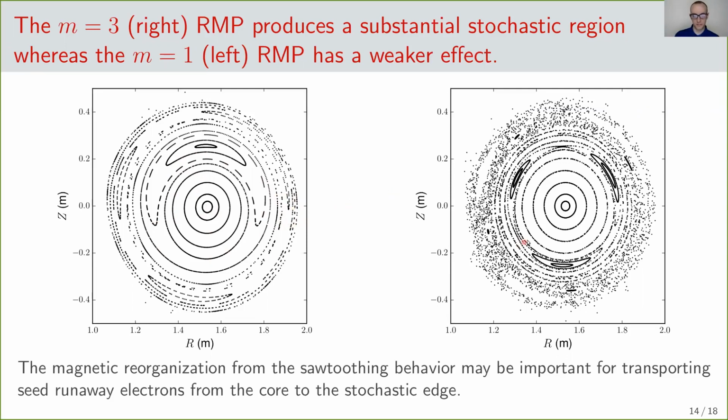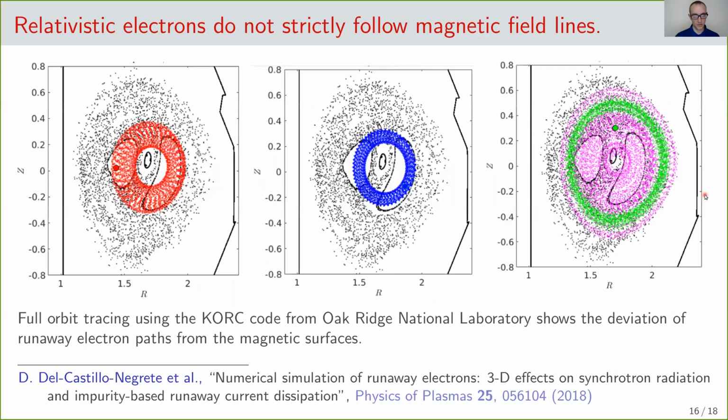We also believe that the sawtoothing behavior is important for the runaway suppression because it can transport these core runaway electrons to the edge where they can be readily lost. And otherwise, the core would be well confining. So the story doesn't end there.